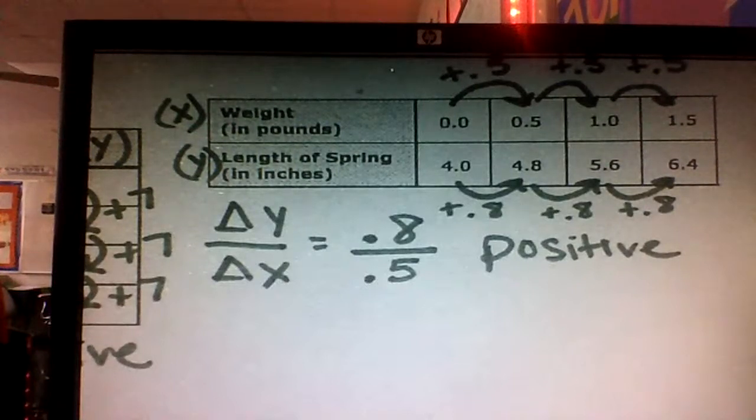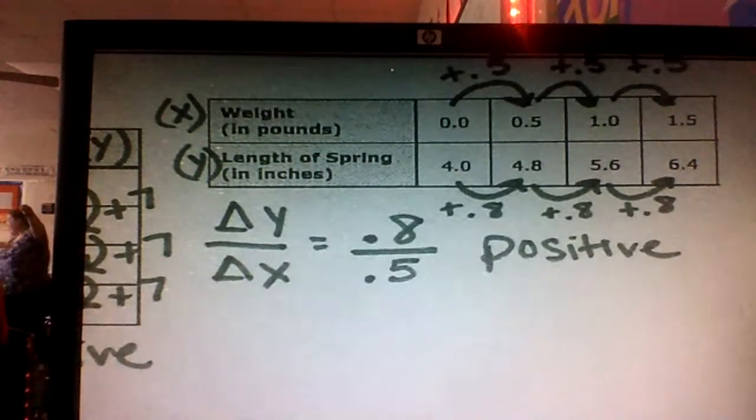Who wants to interpret and tell me what this one means? Somebody other than the same people that like to answer. Don't make me just start picking names. I mean, someone other than the people that always like to answer. I think you want to do it since you like to volunteer everybody else.